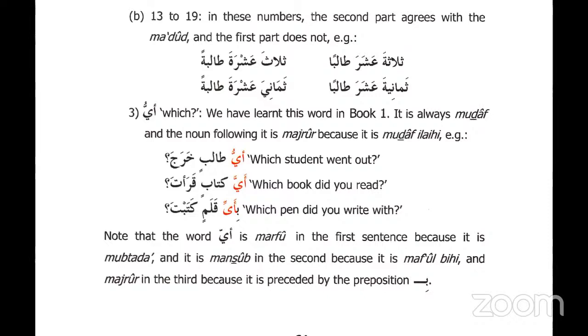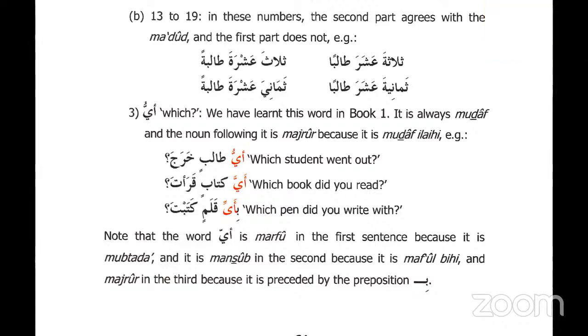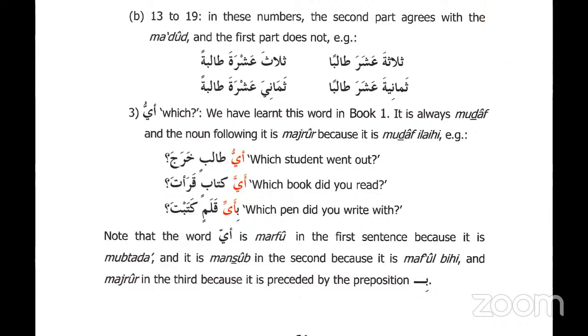Ayyu, which we have learned in book 1, is always mudaf, and the noun following it is majroor because it is mudaf ilayhi. Example: Ayyu talibin kharaja? Which student went out? So ayyu is the mudaf, talibin is the mudaf ilayhi. Correct. Qara'ta ayya kitabin qara'ta? Which book did you read? So ayya is mudaf and kitabin is mudaf ilayhi.